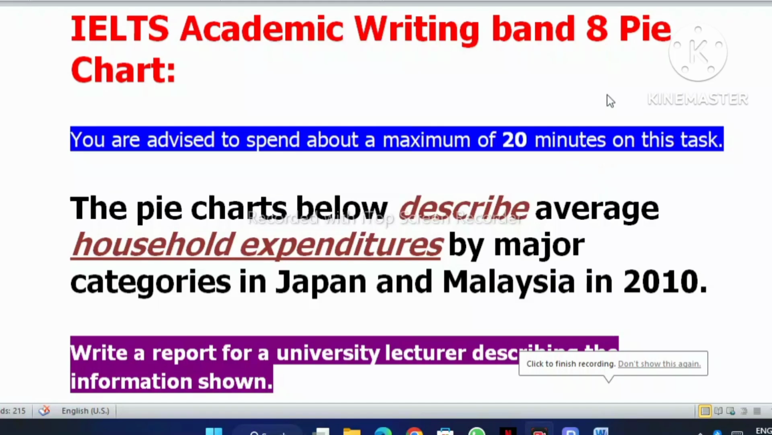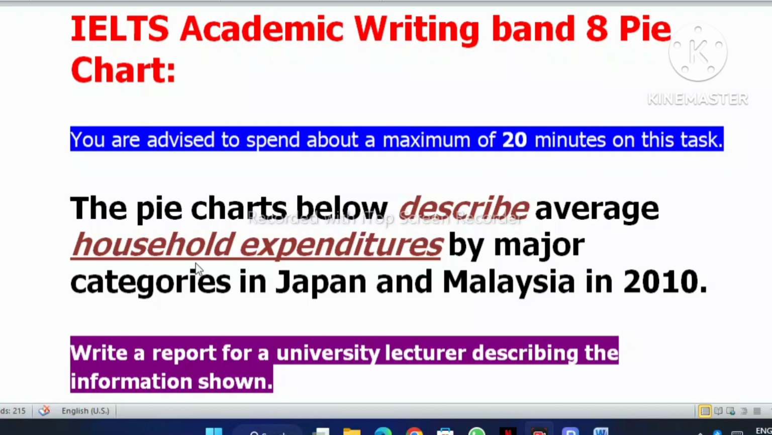So today we are going to discuss academic writing pie chart band 8. I will share with you how you are supposed to write it and what the main things are that we are supposed to discuss in this pie chart. Let's start: IELTS academic writing band 8 pie chart. You are advised to spend a maximum of about 20 minutes on this task.